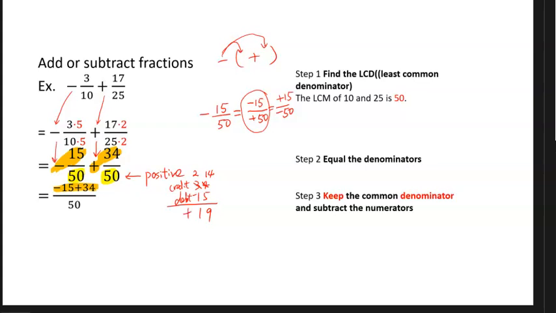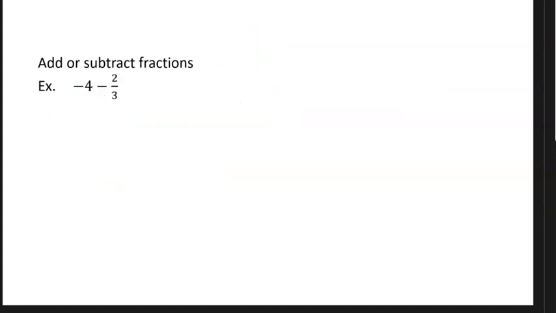And it's going to be credit because we have more credit than debt. So the credit is large enough to cover the debt. So that's why we have 19 as the numerator and the denominator 50 will stay. Now let's look at another example.